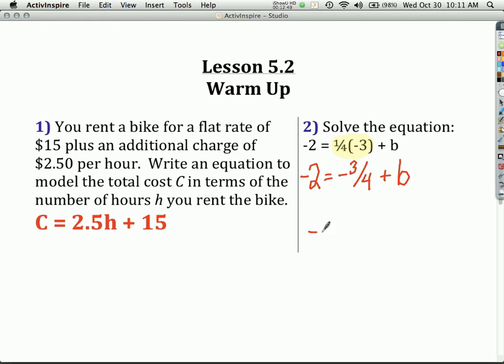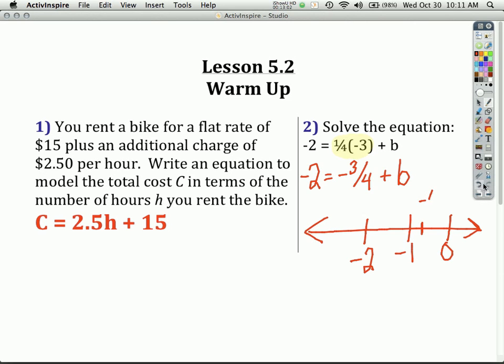What about on a number line? Think of it this way. If this is the 0, and this is negative 1, and this is the negative 2, and I'm right here at negative 3/4, how far do I have to go to get to negative 2? I have to go negative 1/4 and then a negative 1. So this is the kind of thing that you're supposed to be able to handle mentally.